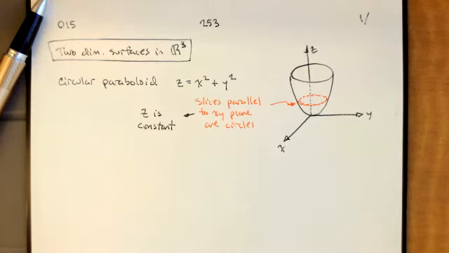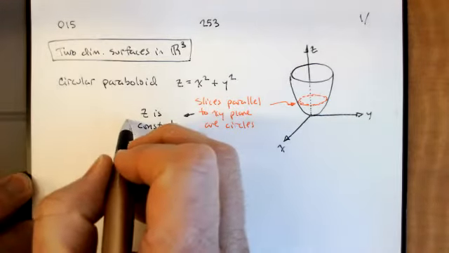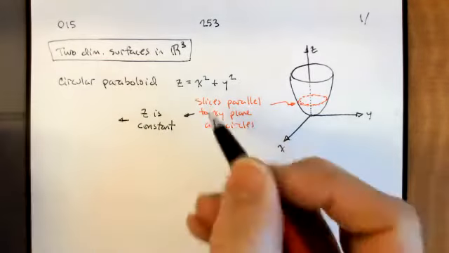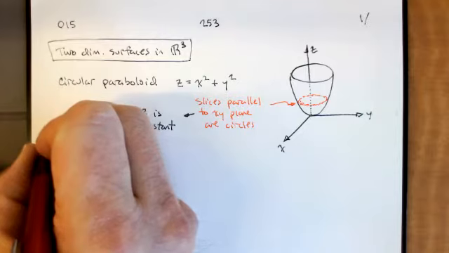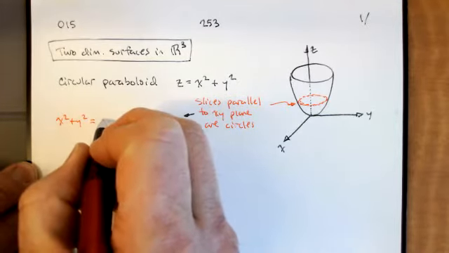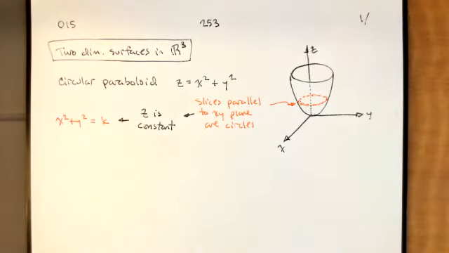If z is constant, we need to be able to see that in the equation as well. And we'll have x squared plus y squared is equal to some constant. So our equation will look like x squared plus y squared equals z, which is constant. So it'll look like x squared plus y squared is equal to some constant. I use k, the mortal constant.